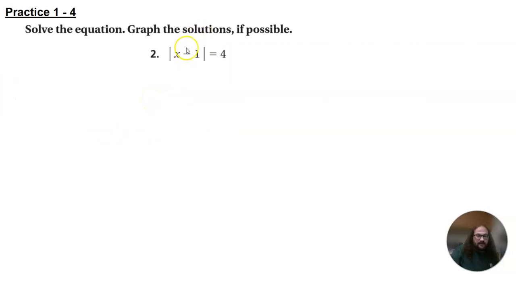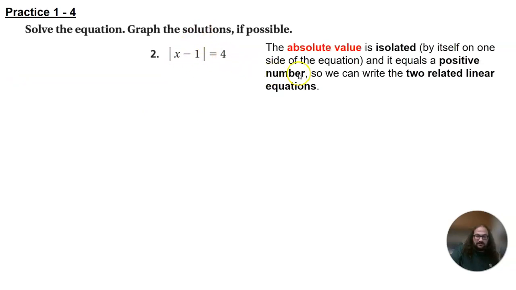Number 2, we've got absolute value isolated by itself equal to a positive number. So that means we can write our two related linear equations. One where the inside equals 4, one where the inside equals negative 4. So x minus 1 equals 4, or x minus 1 equals negative 4.